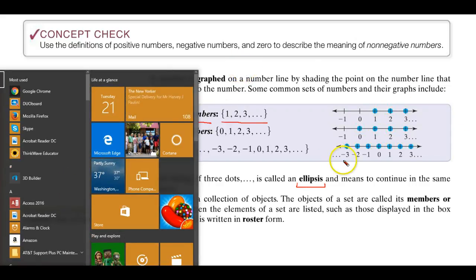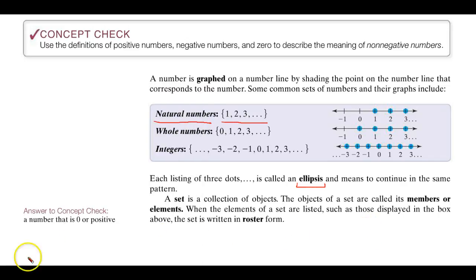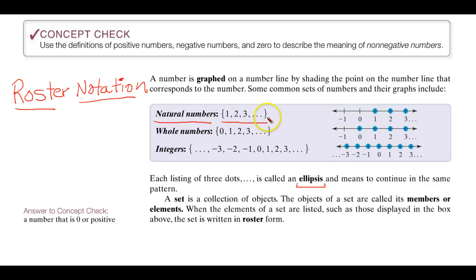There, it's called roster notation. Notation is just a way to write something. So the natural numbers in roster notation, we use a brace and list them: 1, 2, 3, and then the ellipsis. Now on graphing, we show the ellipsis by making the arrow a little darker on that side.